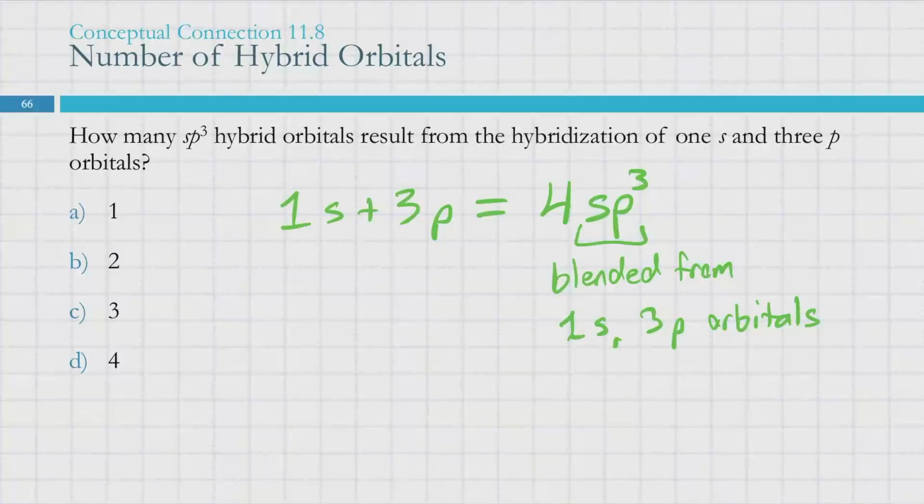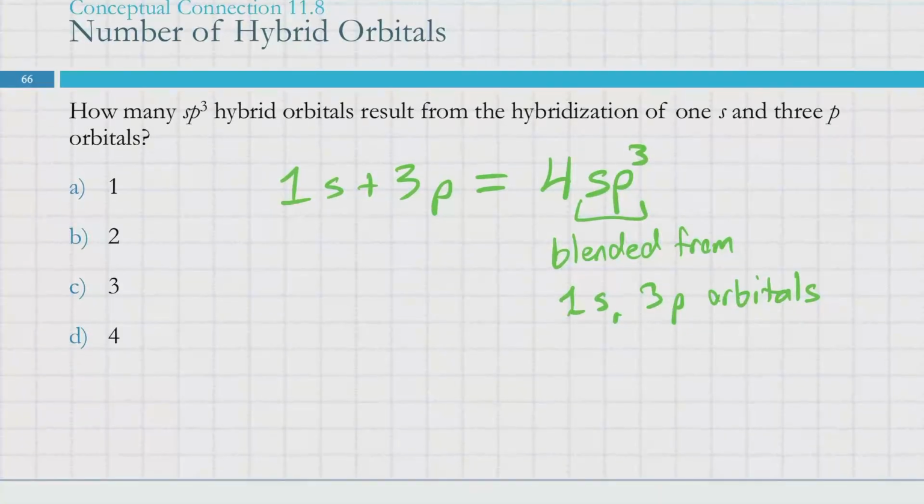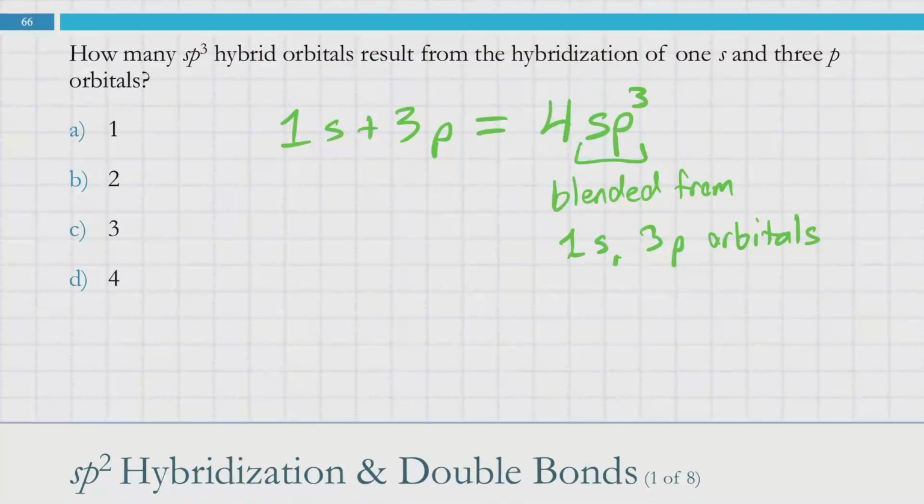sp3 has 4 things in it. It's got 4 groups because, again, 1 s plus 3 p. So it's always going to be tetrahedral in terms of its shape for these sp3 hybridized orbitals. So the correct answer, 4.